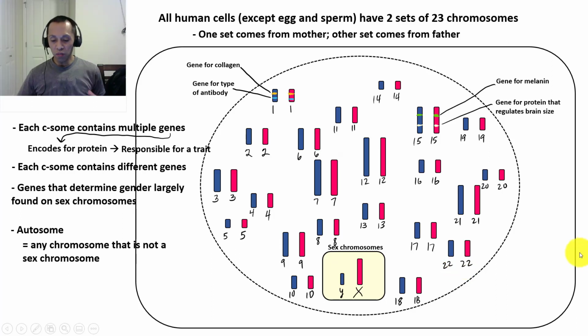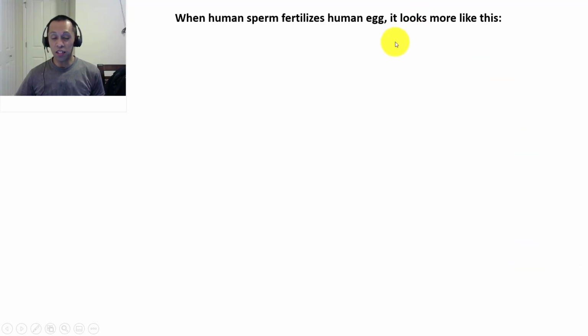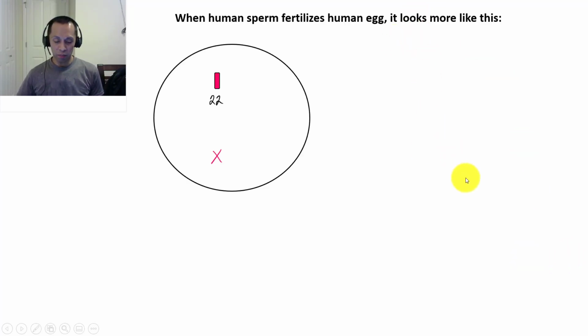Now that we know all of this stuff about chromosomes, if we go back and revisit what happens whenever a sperm fertilizes an egg, we can draw out a more complete picture of how that happens. When human sperm fertilizes a human egg, it looks more like this. Remember that reproductive cells, like eggs, only have one set of chromosomes inside of them. So all human egg cells look like this. They're going to have 22 autosomes, and then a single sex chromosome. And it turns out that all human egg cells have the X sex chromosome inside of them.